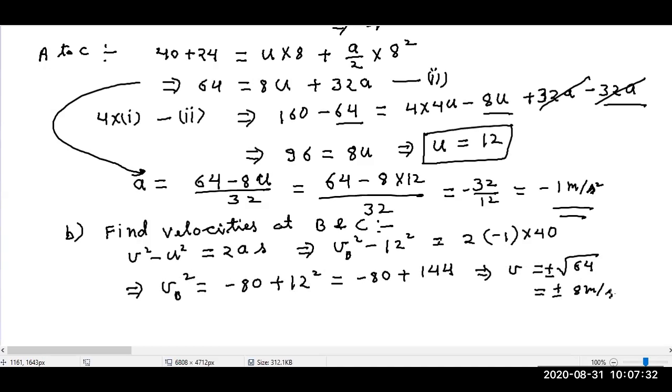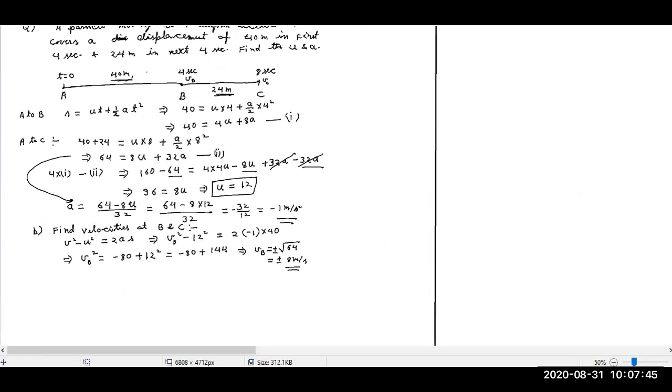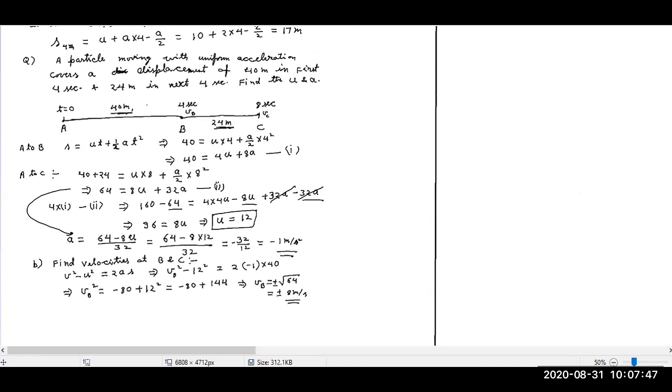So what does it mean? We are getting two different velocities at point B. How can we have two different velocities? Are both correct, or should we choose any one of them? Let us see what is happening exactly. At this point B, the velocity is coming 8. So the velocity will be either 8 forward or negative 8, which means 8 backward.